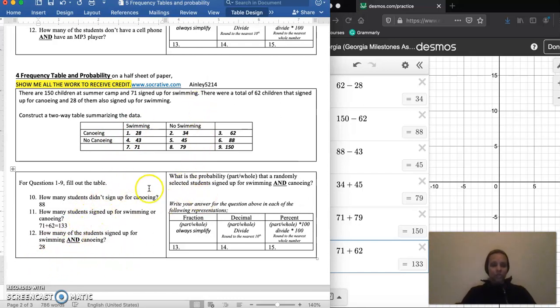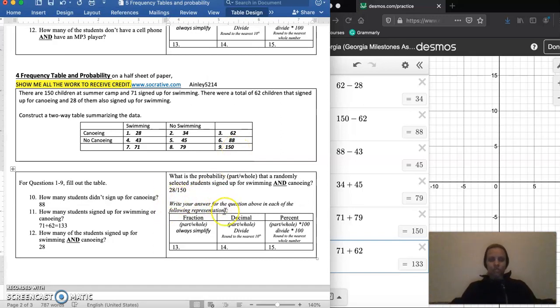Now, questions that come out from reading the table are probability questions. What is the probability? And probability is calculated by part over whole. How I like to think of it is what you want, what the question wants, and your total. Okay, so what's the probability that a randomly selected student signed up for swimming and canoeing? So we already defined that number to be 28, but I'll do it again. Swimming and canoeing. Where's the intersection? Right there. So 28. So what the question wants is 28 divided by the whole. Okay, everything. How many total students are there? It's always going to be your bottom right hand corner, 150.